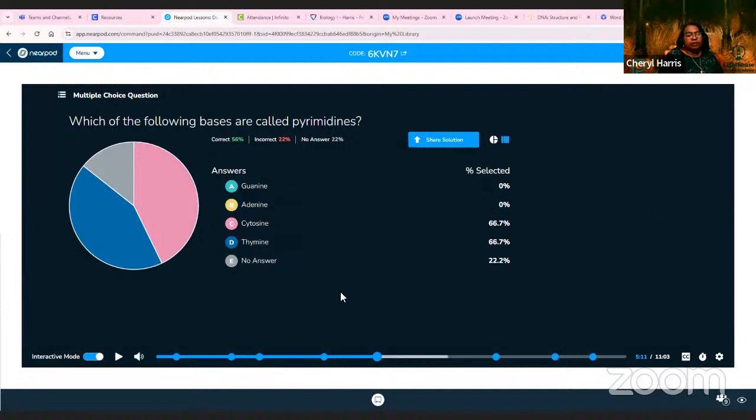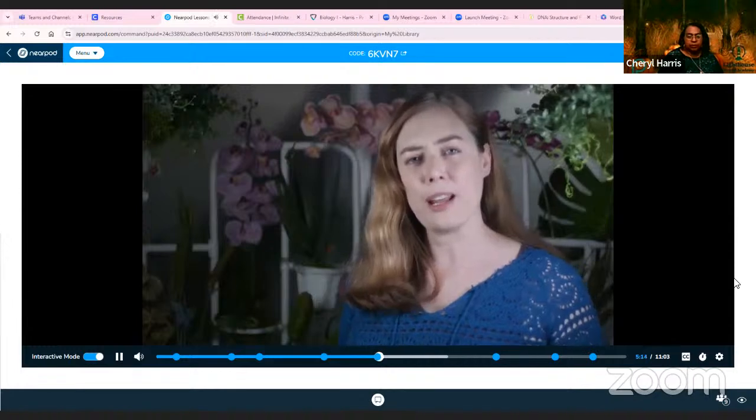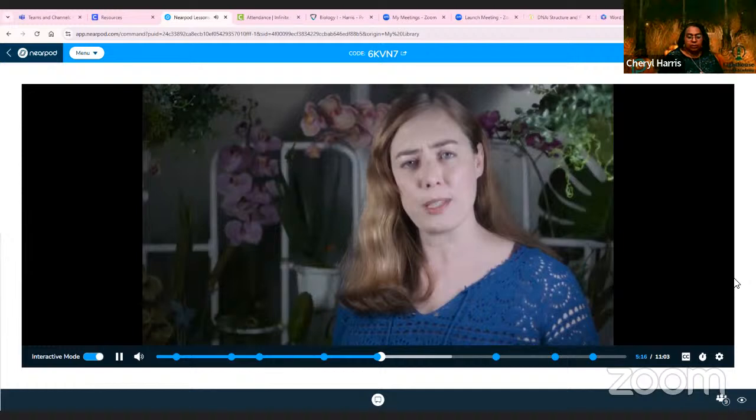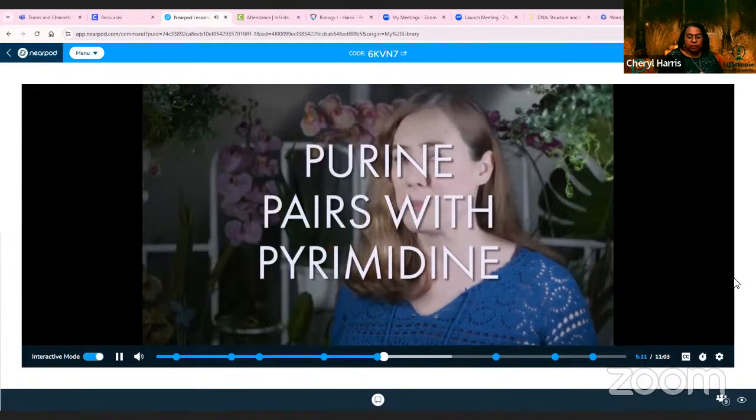Okay, so for those who answered the question, yes, our 2 answers that are pyrimidines would be cytosine and thymine. And the guanine and adenine are purines. Since adenine always pairs with thymine and guanine always pairs with cytosine, you can also say that a purine always pairs with a pyrimidine.